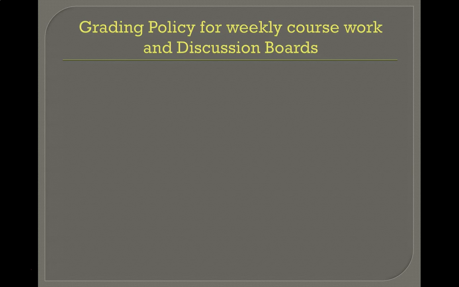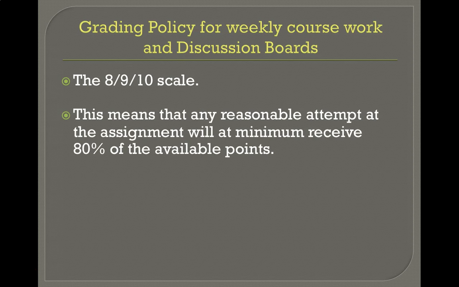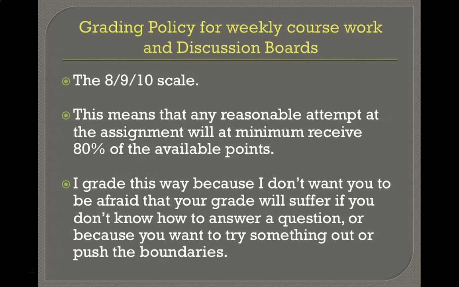So my grading policy for the weekly coursework and the discussion boards, I grade these on what I call an 8, 9, 10 scale. So how this works is that as long as you give a reasonable attempt at completing the assignment, the minimum grade that you'll receive is 80% of the available points. Okay? And I grade this way because I don't want you to be afraid that your grade's going to suffer if you don't know how to answer a question, because a lot of these questions we're going to be considering are pretty complicated and they may seem very confusing. And I just want you to give it your best shot.